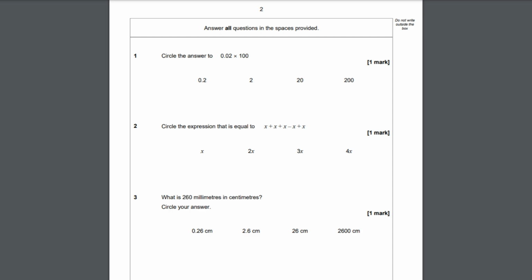Now, just some logic behind this. For every 0, if you're timesing a decimal by 10, 100, 1000, it's going to get moved 1 point to the left. And what is going to get moved? Well, it's going to be that first significant figure. A significant figure is a first number which is not 0. So in this case, it's 0.0, and then there's a 2. That's the first significant figure.